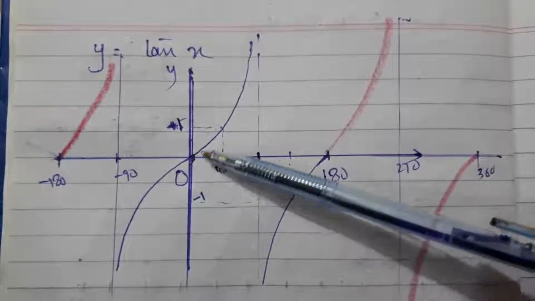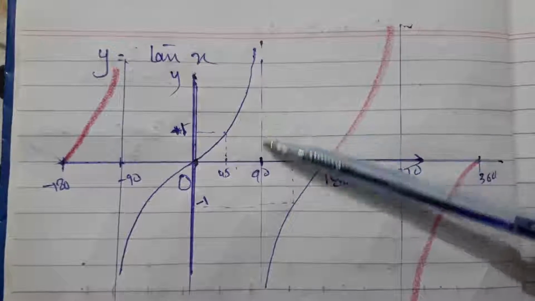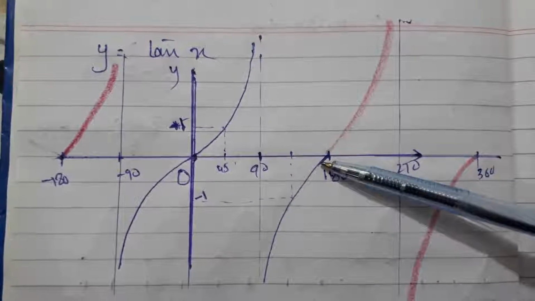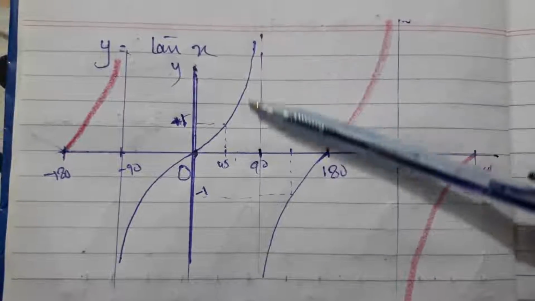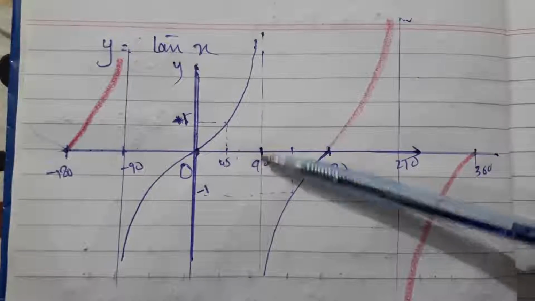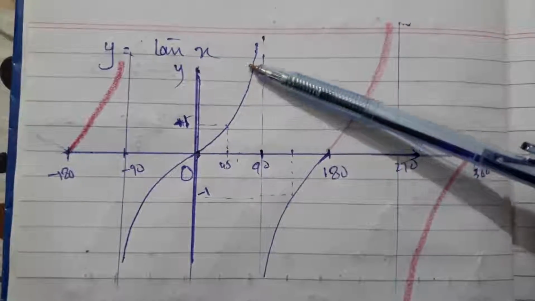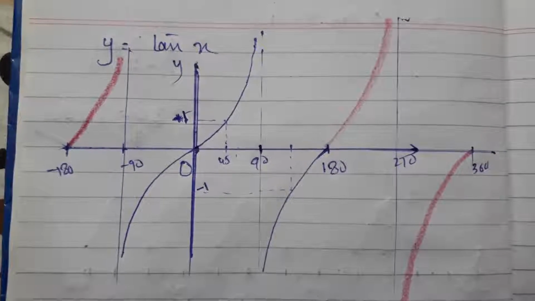If you see here, it goes up. It never touches this vertical line which is at 90. And similarly, when it is coming down from here, it will never touch it. So this line is called an asymptote. If you put tan 90 in the calculator, it will show you an error because it is going to infinity and getting closer to it, but it will never touch it.